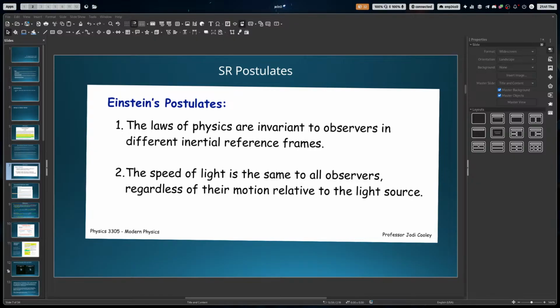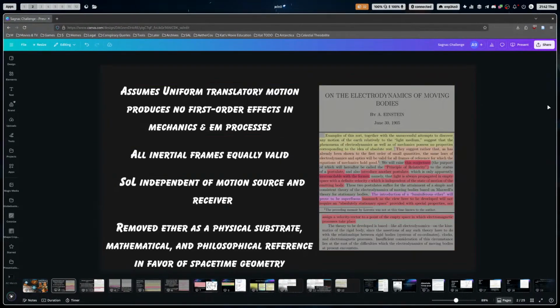Okay. All right. We will come back to that in one moment. So we have Professor Jody Cooley here. She has a little Prezi on relativity as well. And she just makes it clear here, Einstein's postulates: the laws of physics are invariant for observers in different inertial frames. And the speed of light is the same to all observers, regardless of their motion relative to the light source. Super important there. And so if it's irrespective of that, then there's a distance change, but the speed is the same, then it's going to traverse the distances at the same time and recombine and be in phase and not produce a fringe.